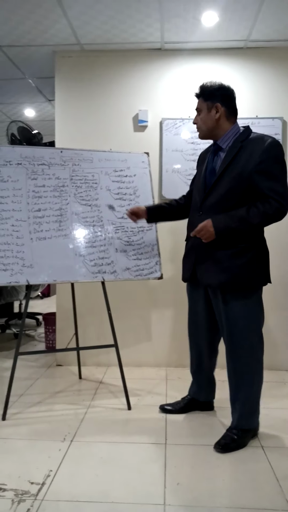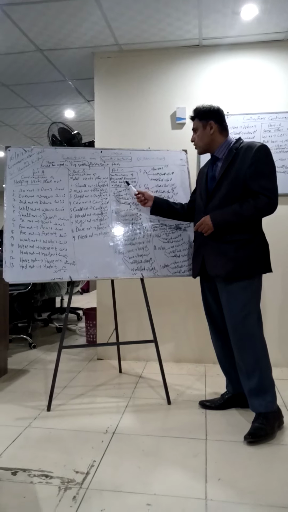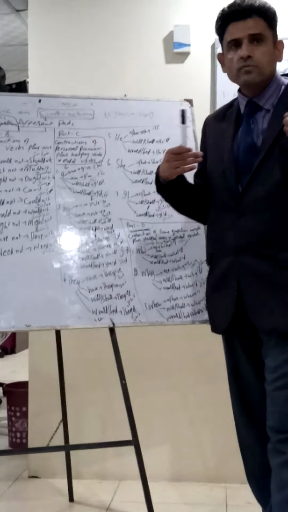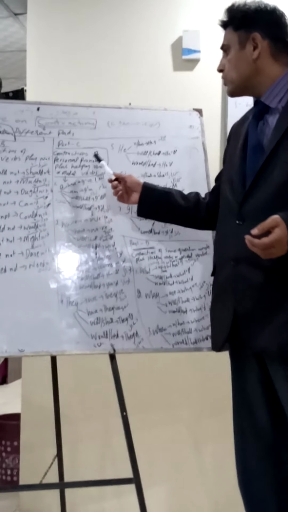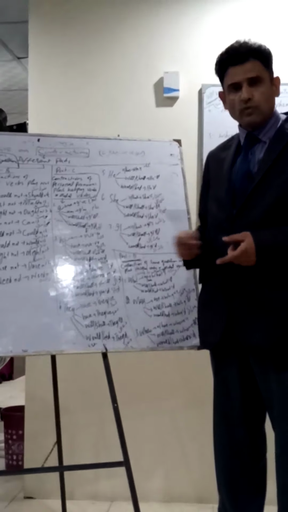So next come to part C, contraction of personal pronouns. Personal pronouns means I, we, you, they, he, she, the pronouns which we use for human beings. So we can contract personal pronouns with helping verbs or modal verbs.